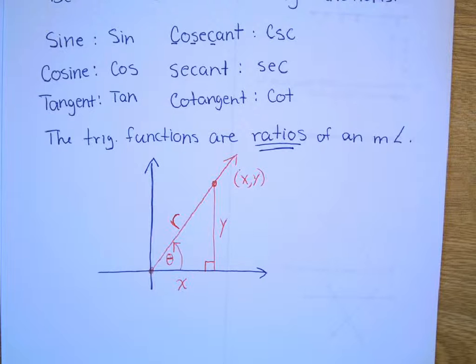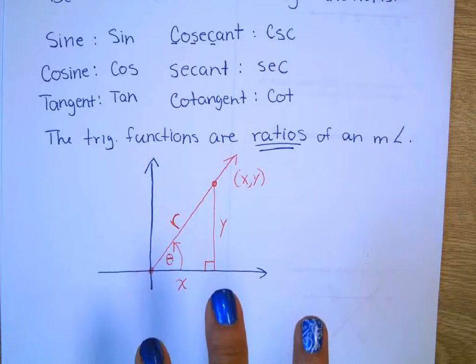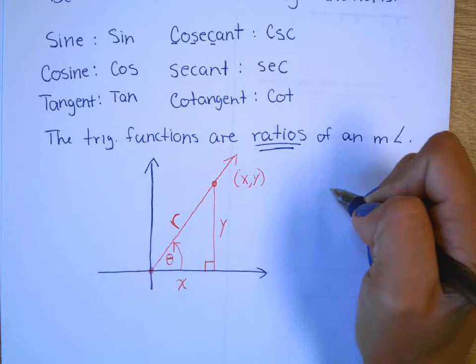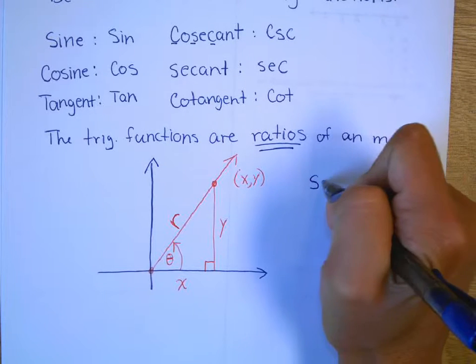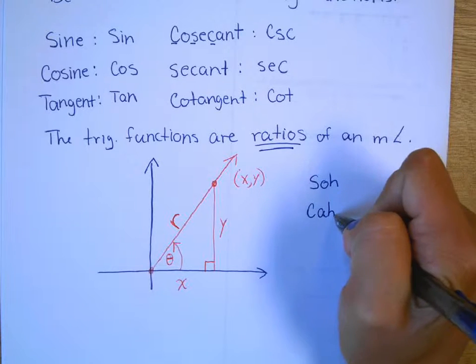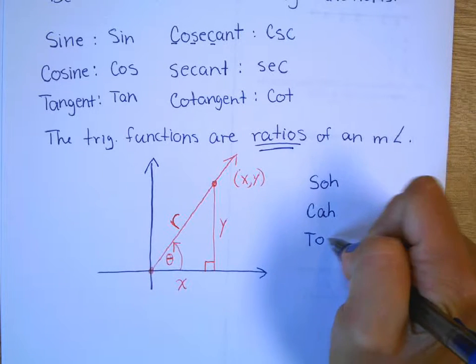You remember SOHCAHTOA from geometry, that phrase? That will help you. Technically, the book doesn't get into SOHCAHTOA until chapter 2. What they do in chapter 1 here is focus all on X, Y, and R definitions. But we can use SOHCAHTOA to get the X, Y, and R definitions.